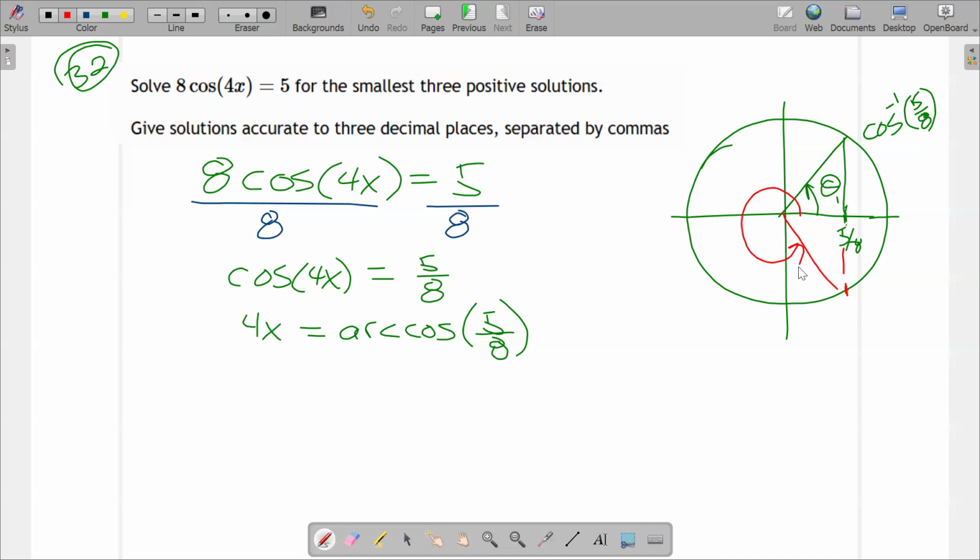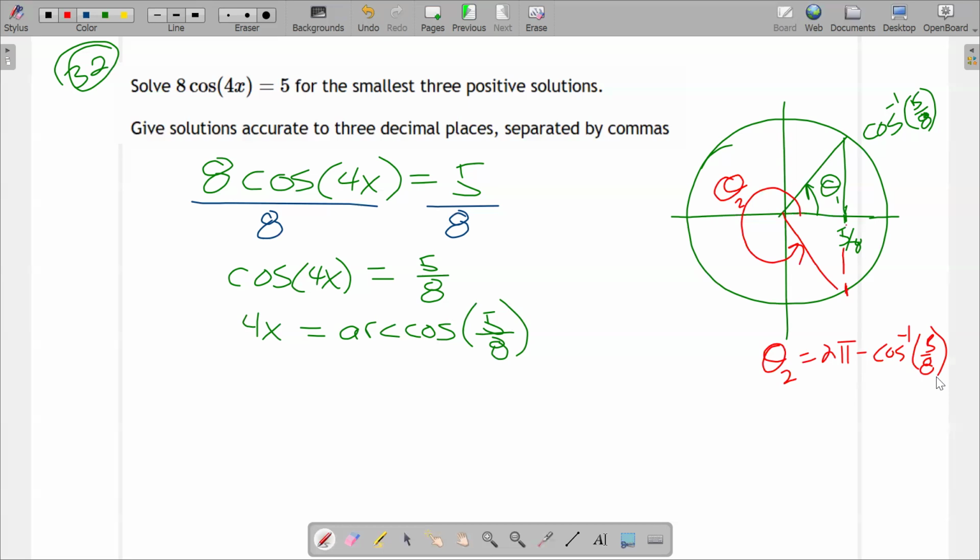So how do I name that red angle? Out of pi or 2 pi? Out of 2 pi. So the red angle, I'm going to call that one theta 2. Theta 2 is going to be 2 pi minus theta 1, which is the cosine inverse or arc cosine of 5/8. And so those are the two basic solutions. Once I have those two, I can get as many as you want from there by adding or subtracting the period.